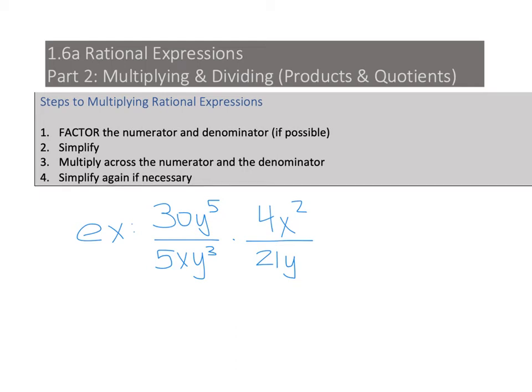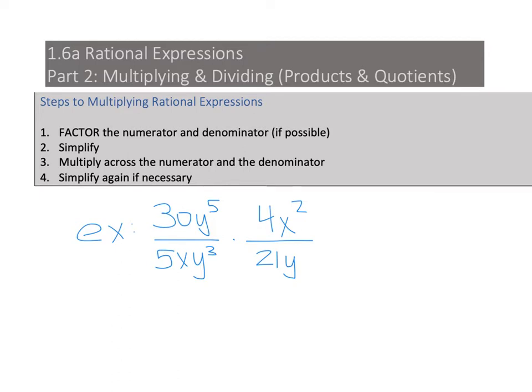Okay, in this part 2 of rational expressions, we're going to look at products and quotients of rational expressions. You can see an example of what a product of rational expressions might look like. We're basically taking two rational expressions and multiplying them together.